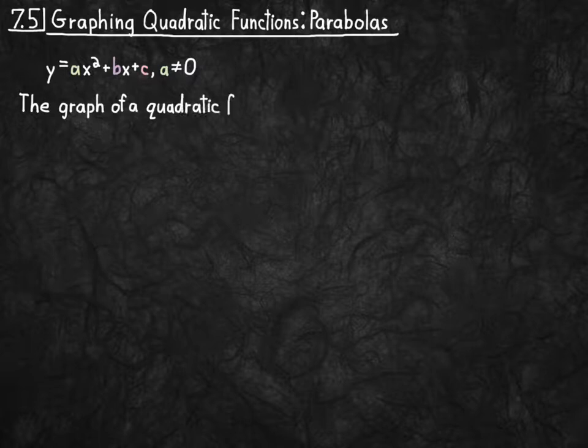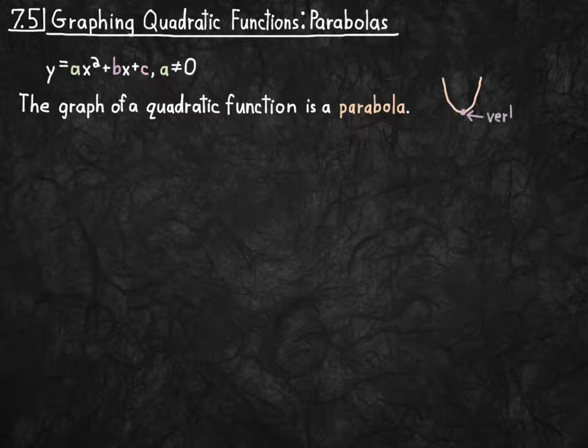The graph of a quadratic function is called a parabola. So parabola is not just a U-shaped graph, it's specifically the graph of a quadratic function. It does look kind of like a U. The bottom point on this example is called the vertex, and we usually use the coordinates h, k for the vertex of a parabola.